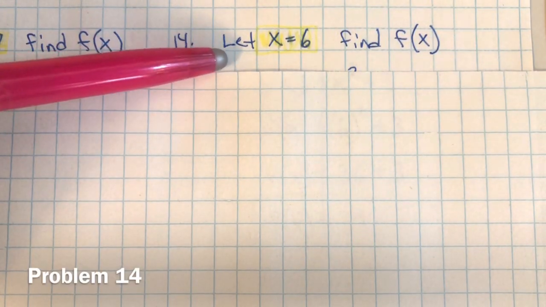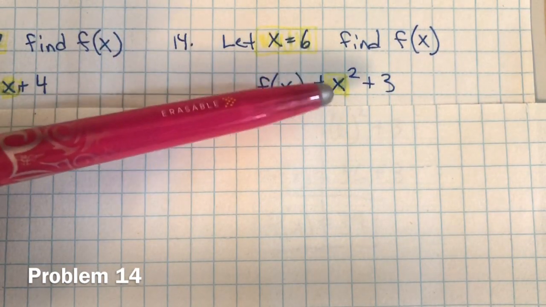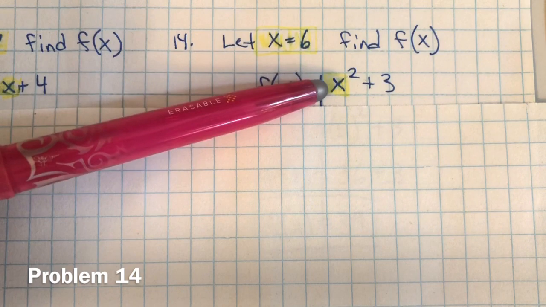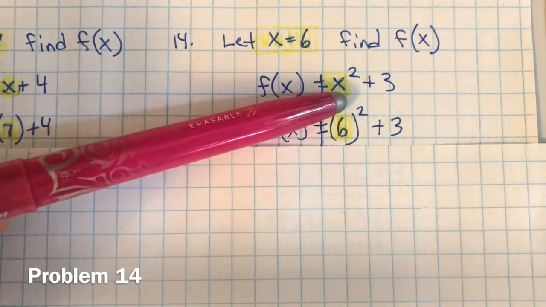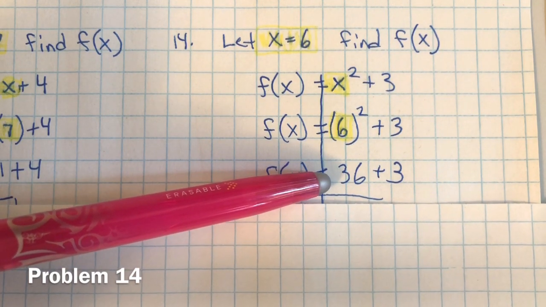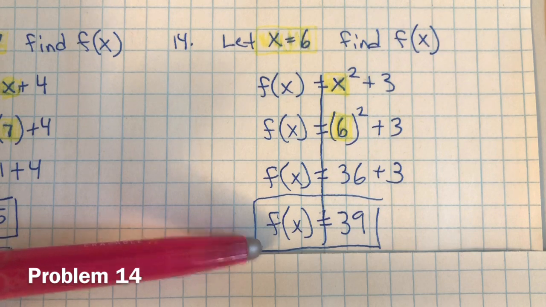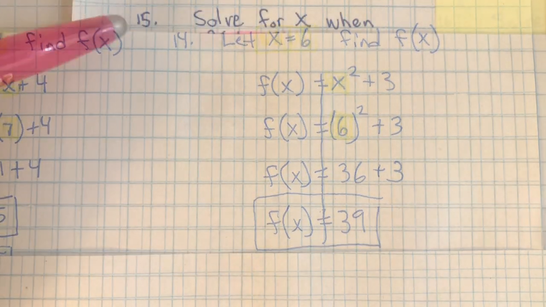Number 14, let x equal 6, find f of x. So if x equals 6, we have 6 squared. 6 squared is 36. 36 plus 3 is 39. So f of x equals 39.